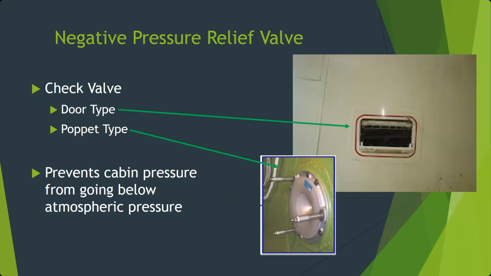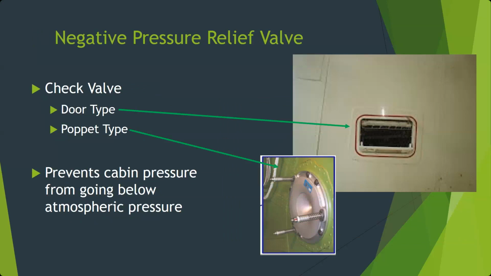Our second safety valve, the third valve used in the pressurization system, is a negative pressure relief valve. And these are very simple. They're found on the outside of the aircraft, on the side just like the others. They're a port between the inside and the outside of the aircraft.